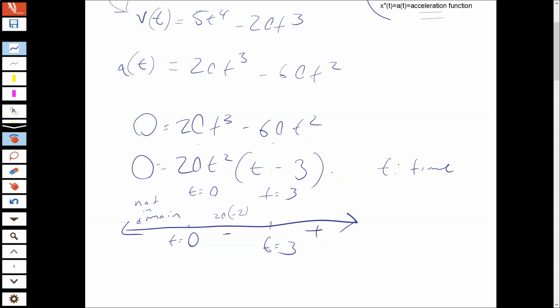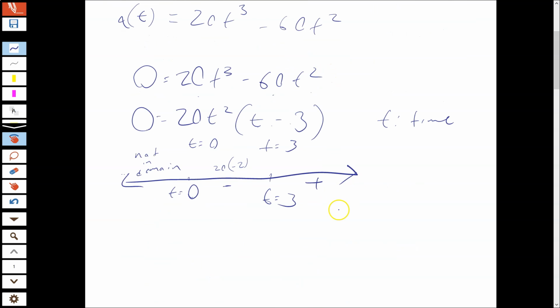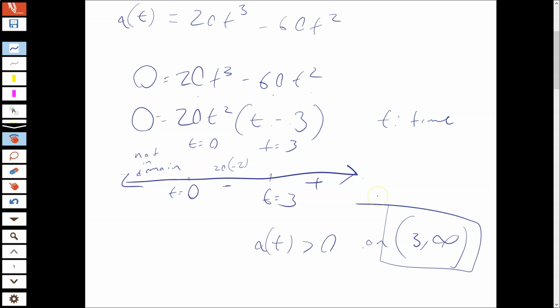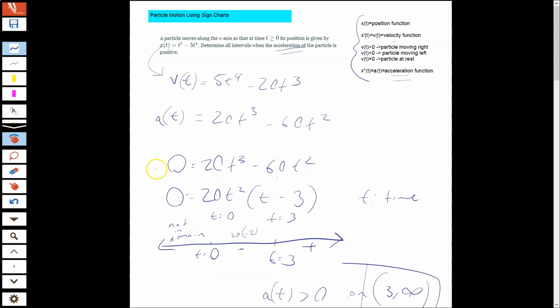Okay. So let's go back up to the question. Determine all the intervals where acceleration of the particle is positive. Well, looks like from 3 to infinity. So a of t is bigger than 0 on 3 to infinity. Conclusion, this is what we would put in on Delta Math. Okay, so like I said, that's an easier one. Pause for a second and make sure you followed that. And then we're going to move on.